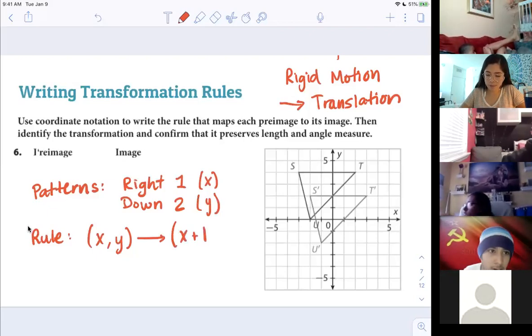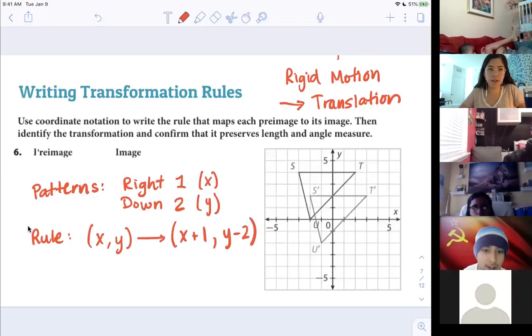Then my y moved 2 units down. So how could I write that? Negative 2. So y minus 2. Just like that. And that's my rule. That's all it is, guys.